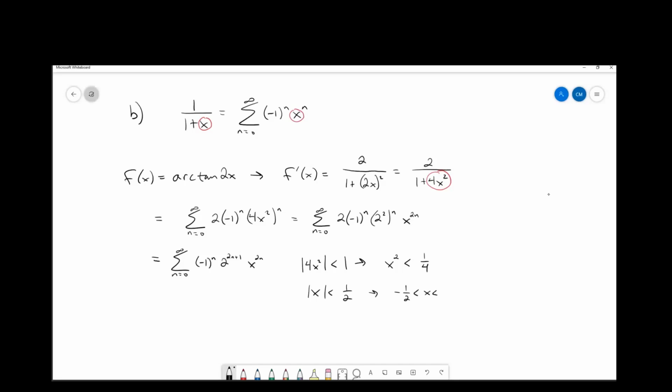to positive 1/2. And the reason that we don't need to check endpoints in this case is because, again, this is coming directly from a geometric series. If you remember what the condition for convergence of a geometric series was, the absolute value only makes it positive 1.